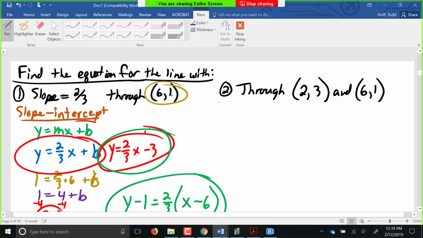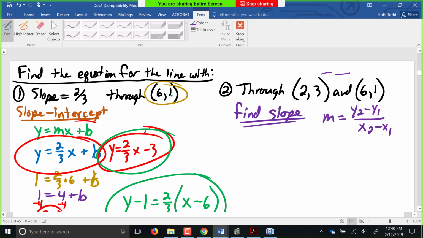Number 2 is one that we did not see yesterday, but it's really not any more difficult than what we did because we're given the information. We just have to do one process before we have the information we used yesterday, and that is find the slope. Anytime we have two points, we can find the slope, m equals y2 minus y1 over x2 minus x1.